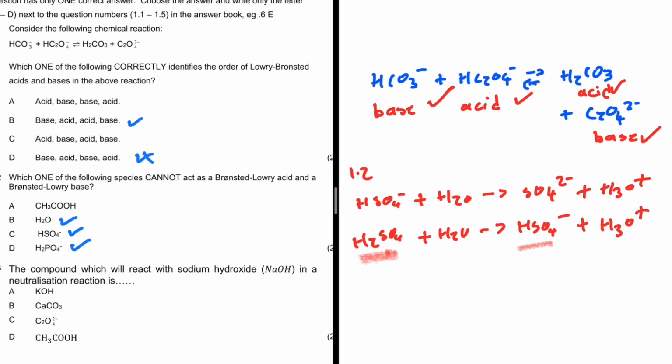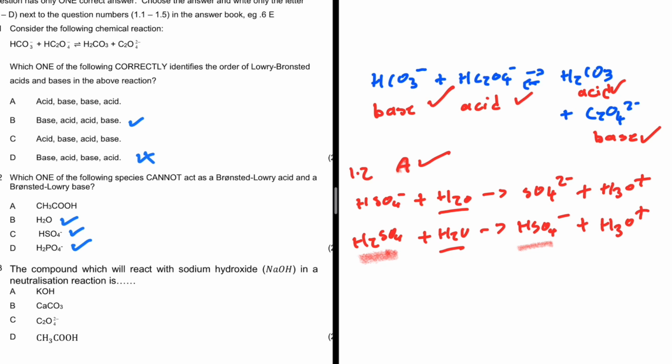But we know that A is ethanoic acid. It is an acid. It doesn't act as a base. So the answer here in 1.2 is A, right? Whether you're getting to that answer because you know fully well that A is ethanoic acid, or you just use this concept, you dissolve the compound in water and see what you end up with. So that is 1.2. 1.3, the compound which will react with sodium hydroxide in a neutralization reaction is.